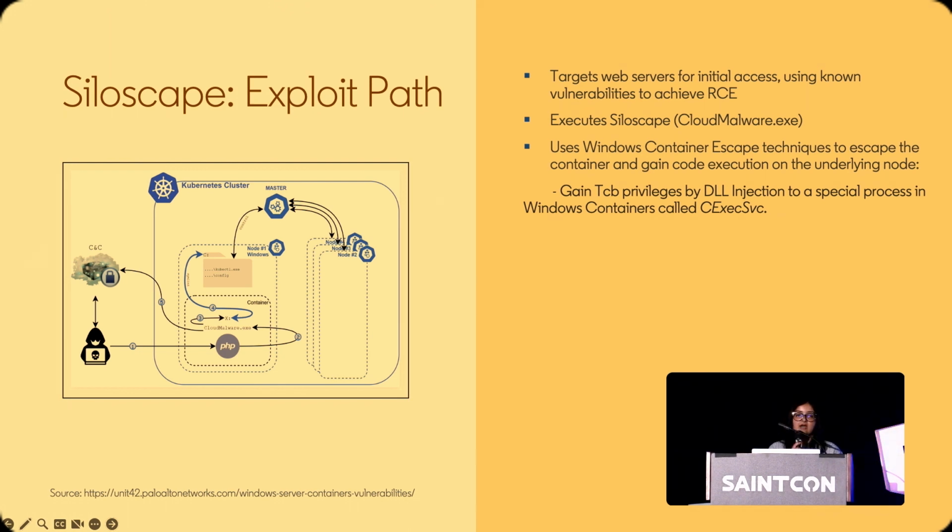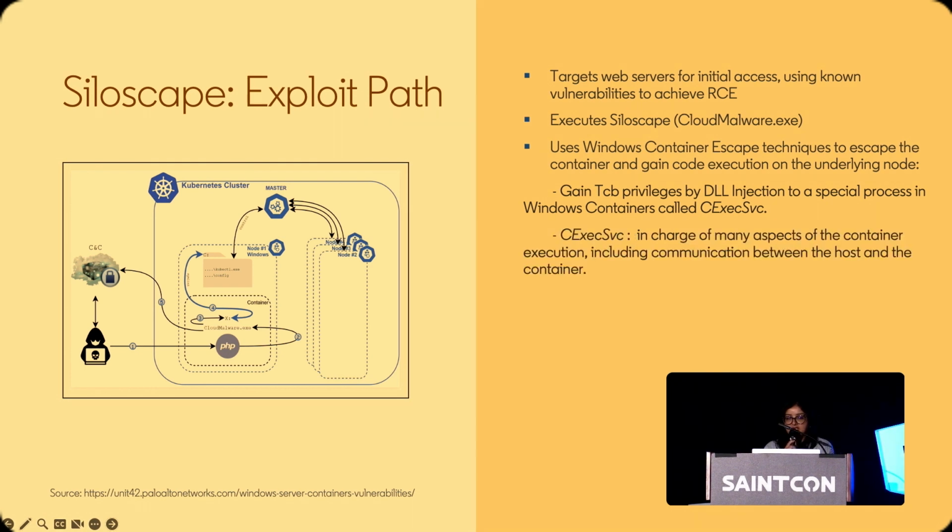And how the attacker achieves that is by impersonating a special process in Windows containers called cexec_svc by DLL injection. Now, why do I call this a special process? Because it is responsible for many aspects of container execution, and also holds the link between the host and the container. And it also has something called TCB, or Trusted Computing Base, privileges.